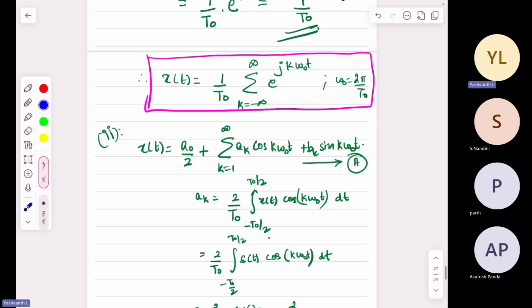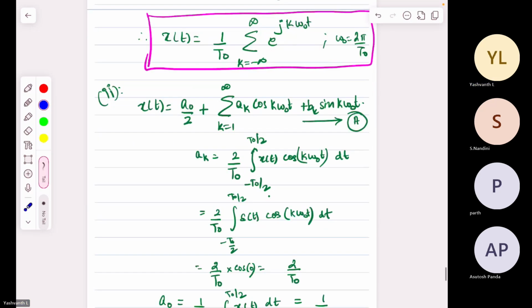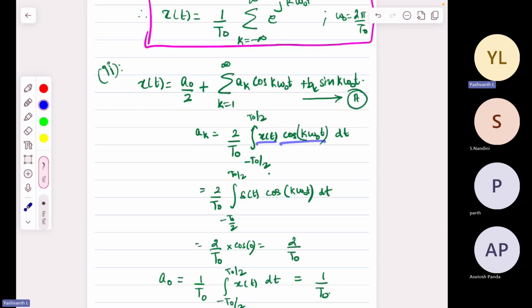Now, if I want to understand the trigonometric Fourier series, where x of t is equal to a naught by 2 plus sum over ak cos k omega naught t plus bk sin k omega naught t, where k runs from 1 to infinity, ak is 2 by t naught into integral from minus t naught by 2 to plus t naught by 2 of x of t cos k omega naught t dt.